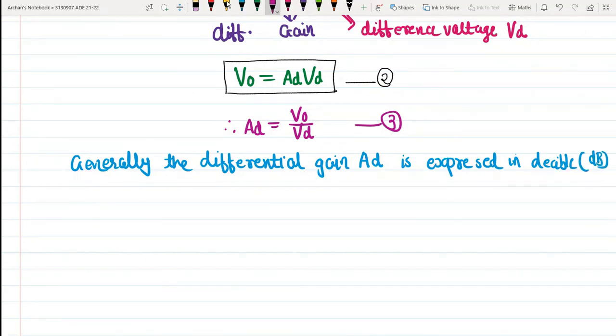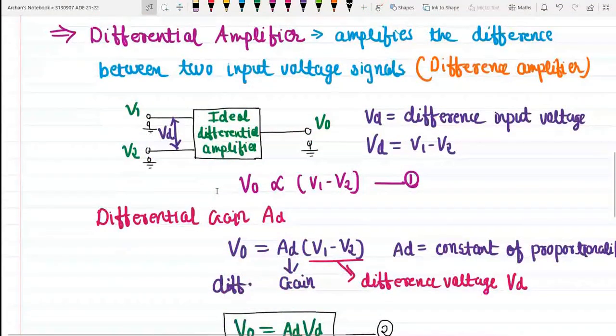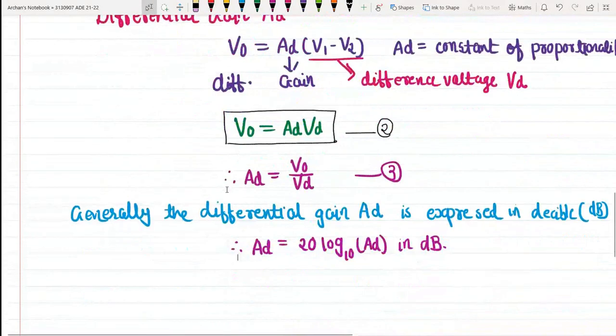So AD is equal to 20 log to the base 10 of gain AD, in decibel. Suppose you have to represent the differential gain, then you need to represent it in terms of decibel. So this is about the differential gain. Now if you know the amount of input voltage and the value of differential gain, then you will be able to predict the output voltage V0, which is equal to AD times VD.